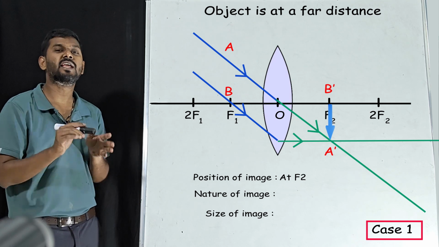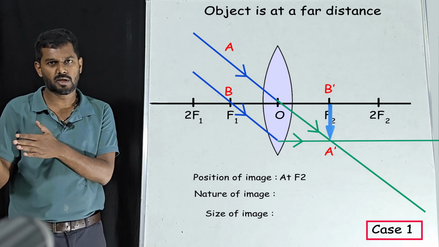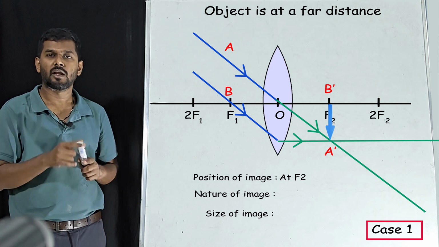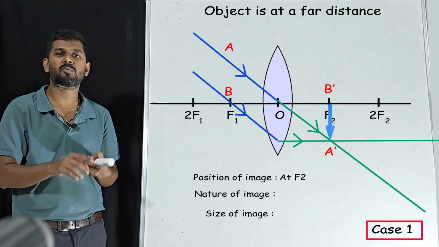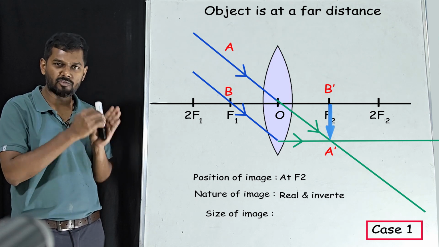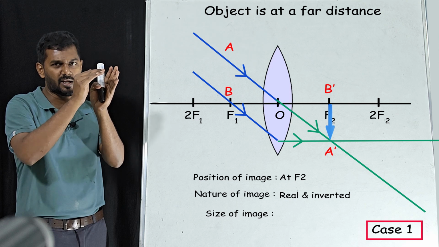Next, nature of the image. Nature means it should be real or virtual. Correct. Do you see any intersection point? Yes. If you see any intersection point, that means it is real. If it is real, it will be inverted. So the nature of the image is real and inverted.